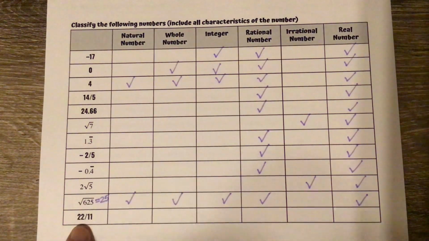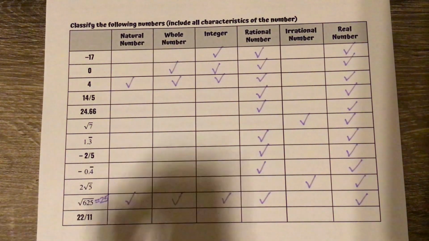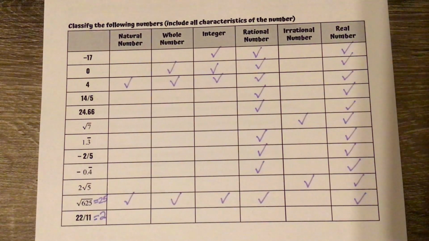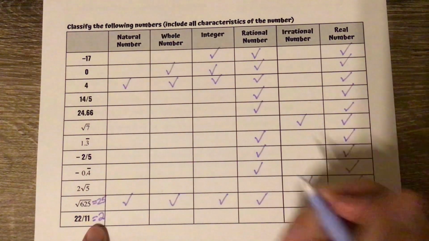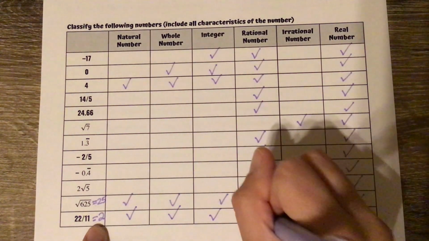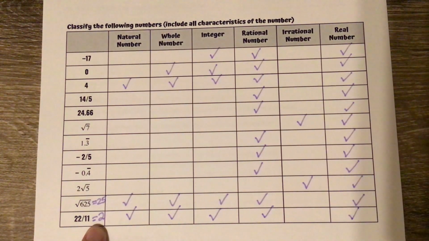And then 22/11. Again, we see a fraction right away, but if you simplify that, it simplifies to the whole number of 2. Any positive counting number is natural, which is also whole, also an integer, also rational, and also a real number.